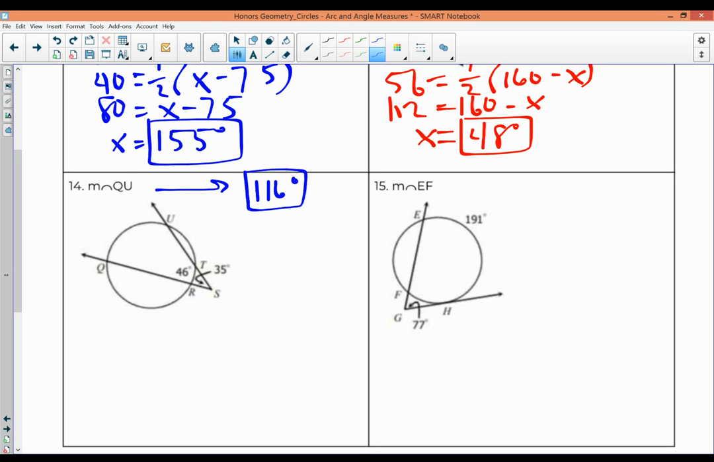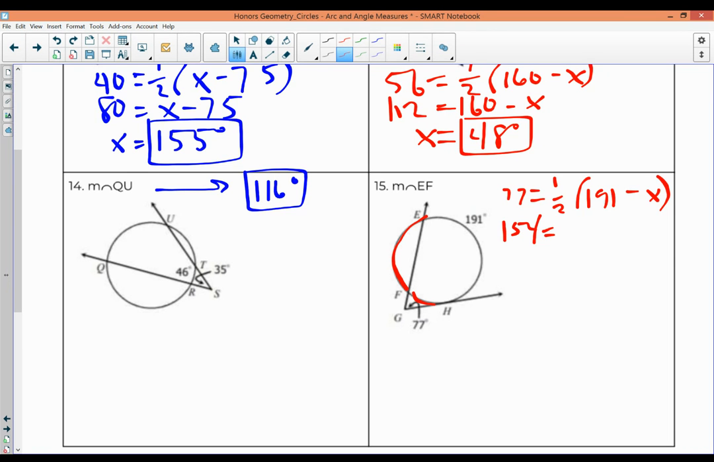And then 15 is a little trickier just because of the question that they're asking. We're looking for the measure of arc EF. So we'll have to do an extra step at the end to find that, because first we have to find the measure of arc FH. So the measure of angle FGH is 77, which is half of 191 minus x. So we'll multiply by 2 to get rid of that half.